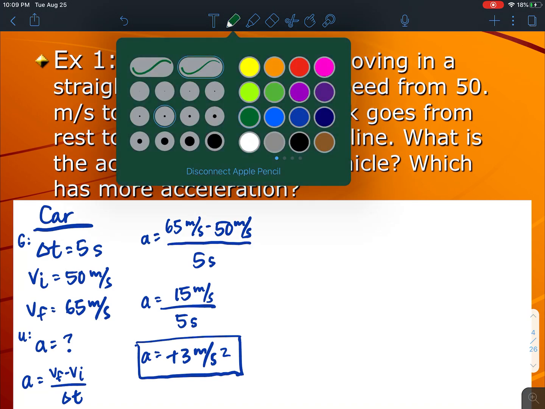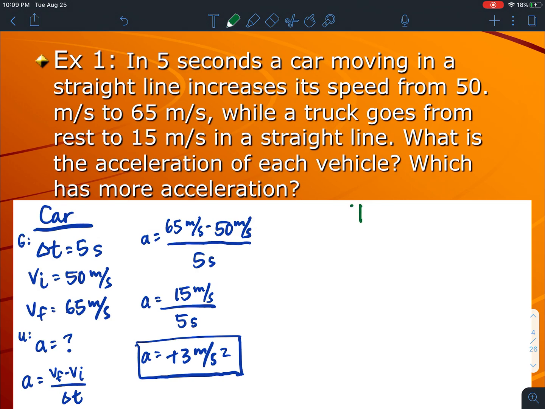Okay, so we did the car. Now we're going to do the truck. The truck had the same time increment of 5 seconds, so delta t is 5. It says the truck goes from rest to 15 meters per second though. So rest is an initial velocity of 0. That's kind of a hidden given.